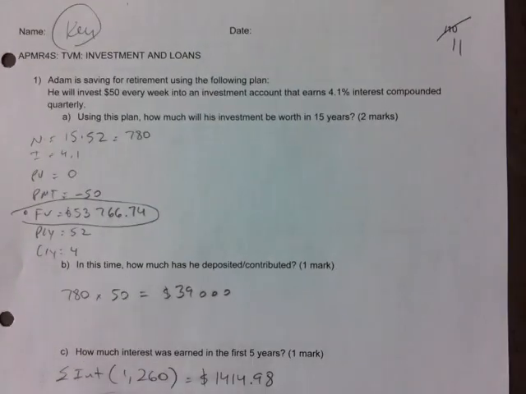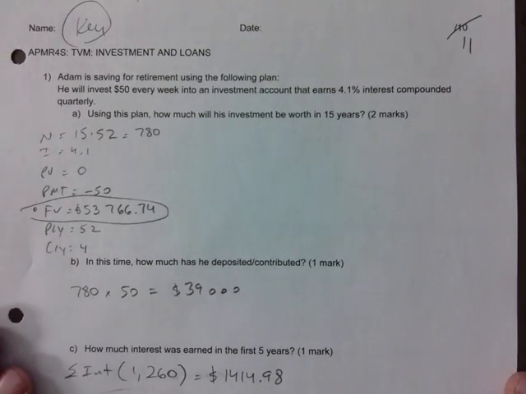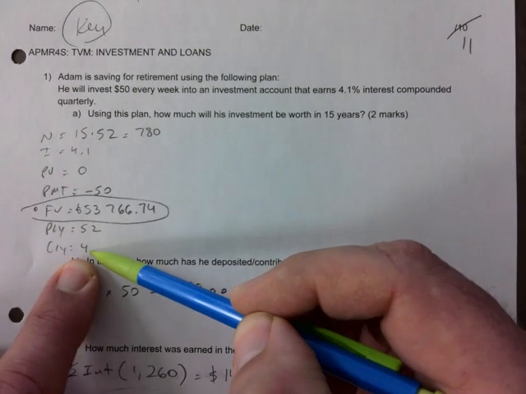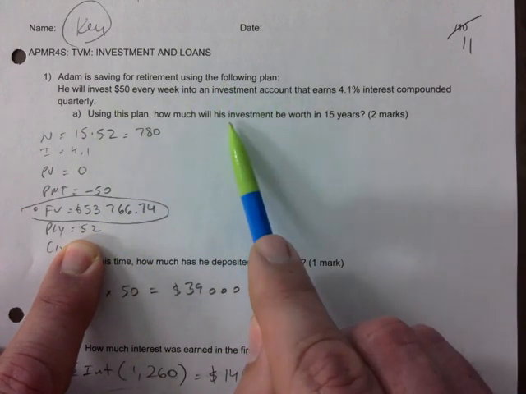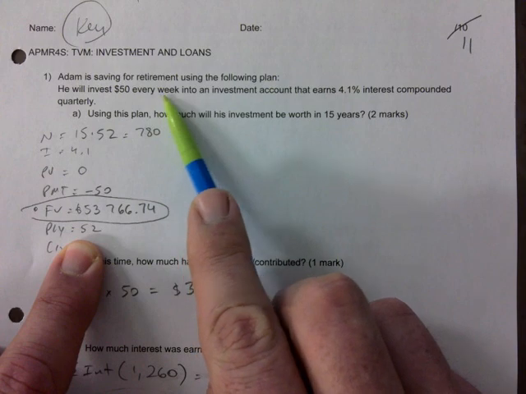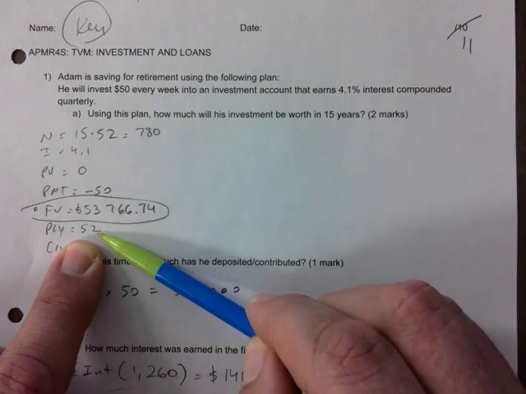Go. So, investing and loans. Okay, the first one is an investing scenario. I'm compounding quarterly. I'm making weekly deposits, right? It does say here every week, so that should be 52.